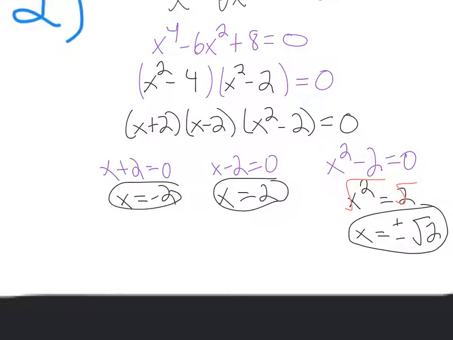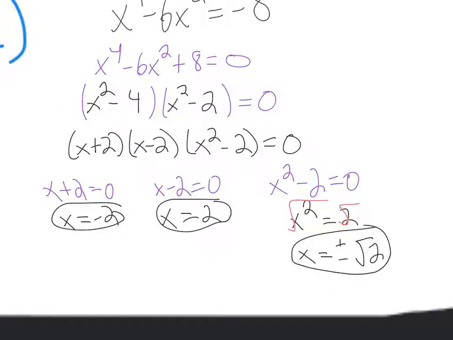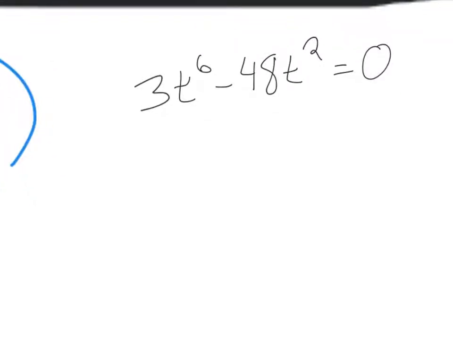So when you go to graph this polynomial up here, x to the 4th minus 6x squared plus 8 equals 0, these answers down here are where your polynomial will cross the x-axis. Okay, let's check out number 4, and this will be the last problem that I do on here.